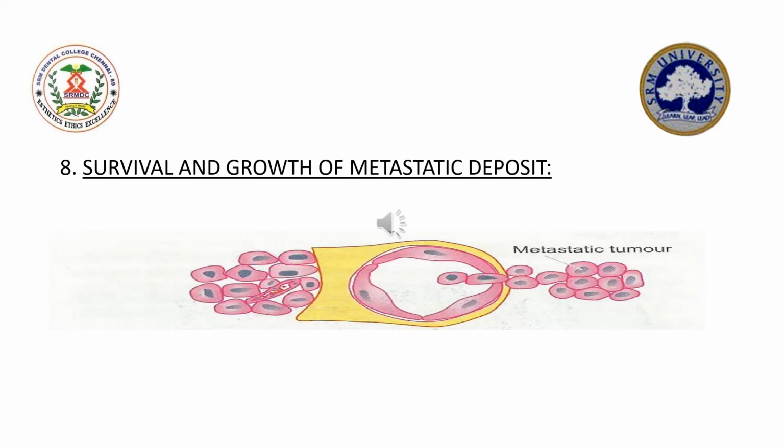Survival and growth of the metastatic deposit. The extravasated malignant cells on lodgement in the right environment will start growing further. That is, they have moved out of the blood vessels into the extravascular space. From there, they will find a right environment where they get sufficient amount of blood and nutrients, and they will start multiplying. That is, they will start proliferating, and from there they may further spread to different locations, hence spreading the cancer throughout the body.